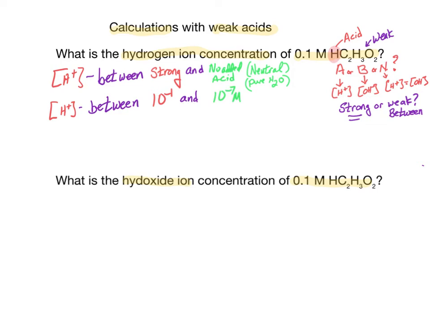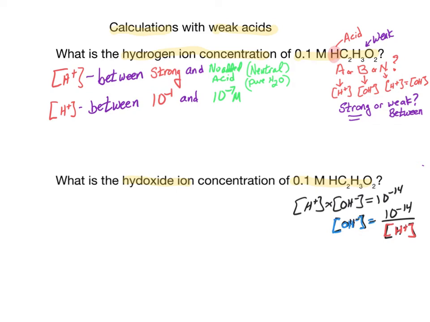For the hydroxide ion, remember we're going to be using that standard equation that says hydrogen ion concentration times hydroxide ion concentration will equal 10 to the negative 14. So we rearrange that, putting the 10 to the negative 14 on top and dividing by each of the concentrations.